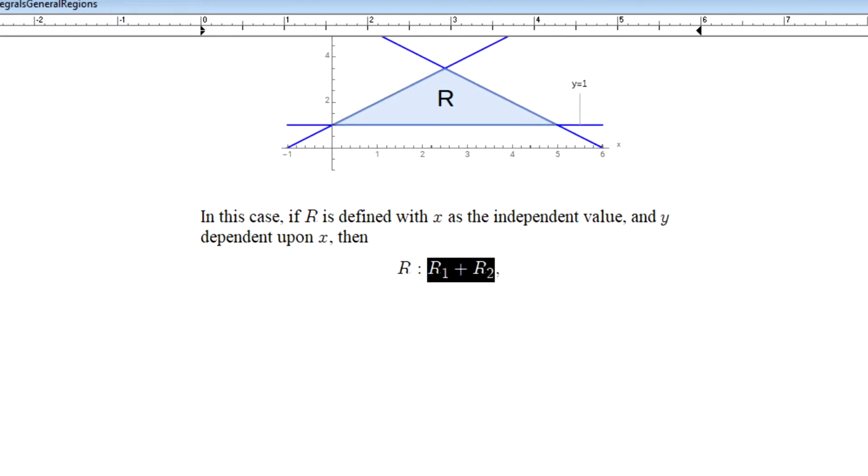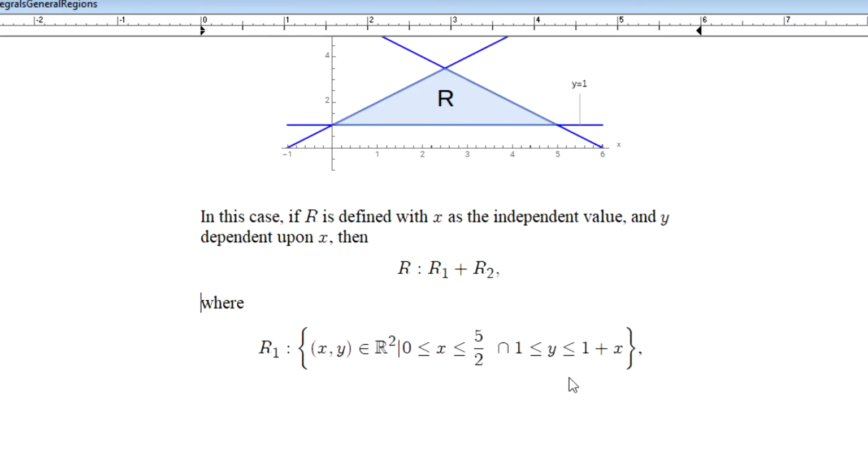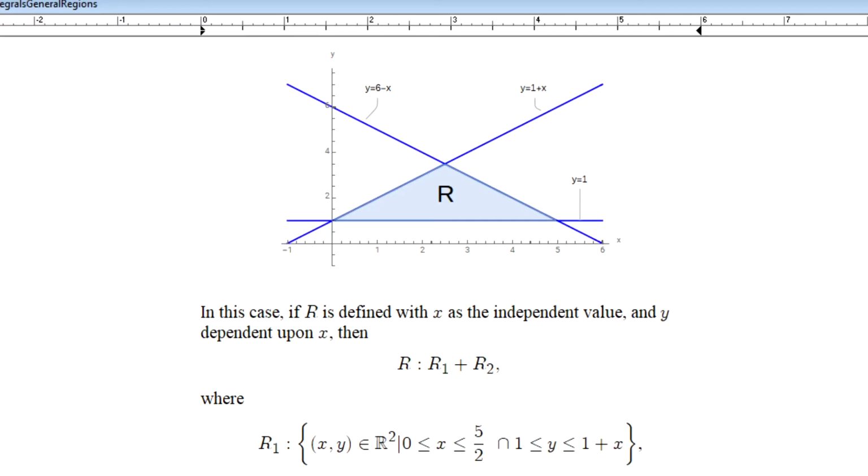Right? In this particular case, if we were to define R with x being independent and R being the sum of two regions, R would actually have to be defined as follows, or R1 would be defined as follows. It would be this region of space where x varies from 0 to 5 halves, right in the middle of our graph, and y is bounded on the lower end by 1 and on the upper end by 1 plus x.